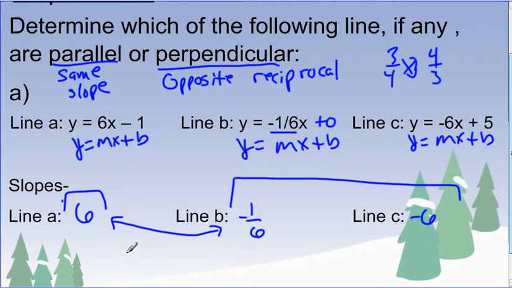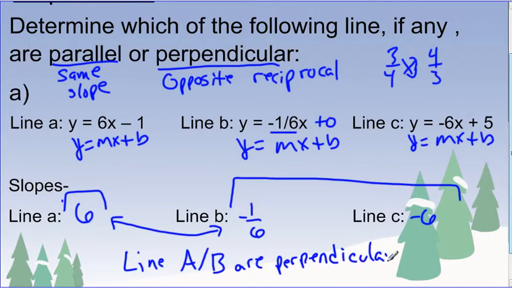So we can say that line A and B are perpendicular. Line A and B are perpendicular because their slopes are opposite reciprocals. Parallel lines have the same slope. Perpendicular lines have opposite reciprocal slopes. Let's try another one.